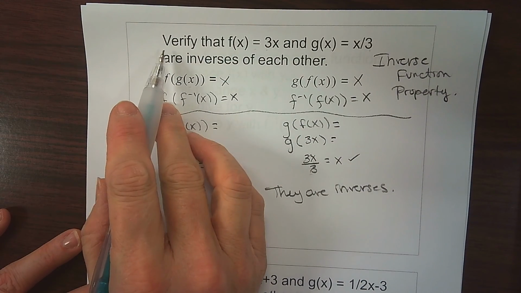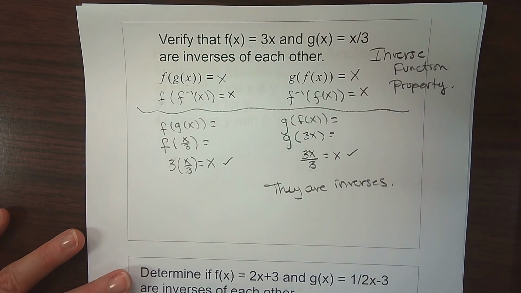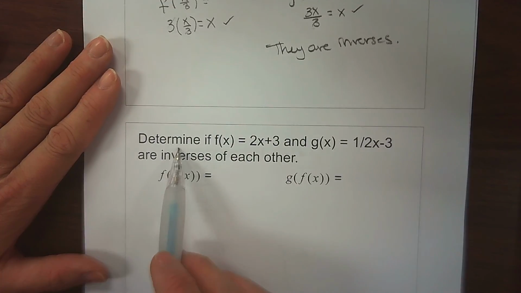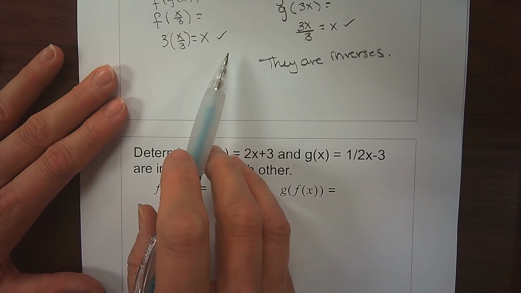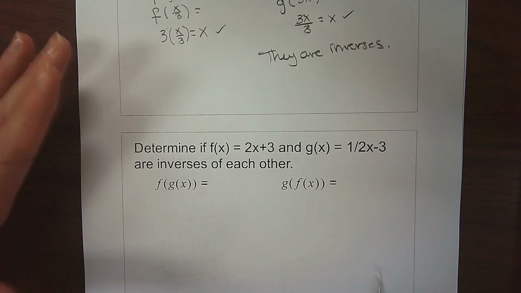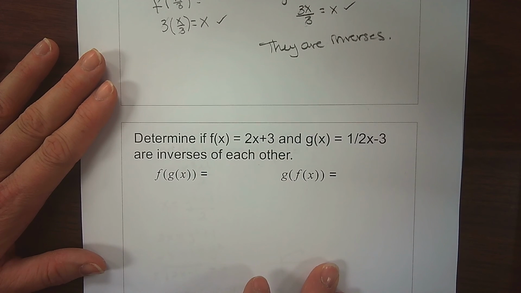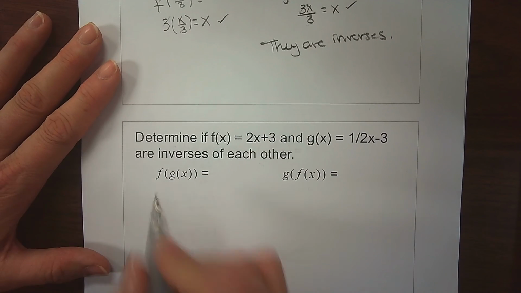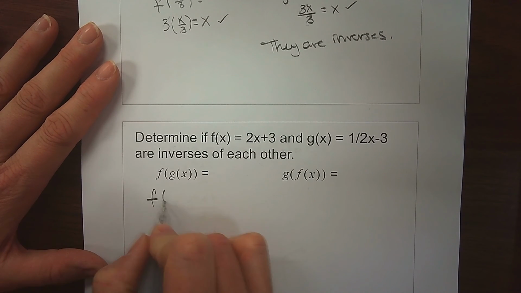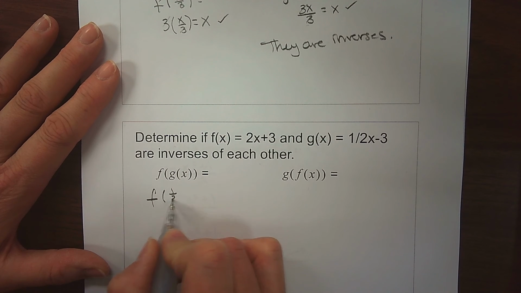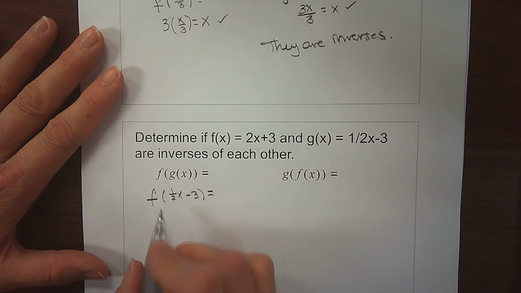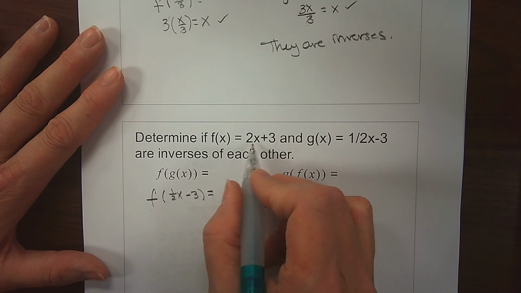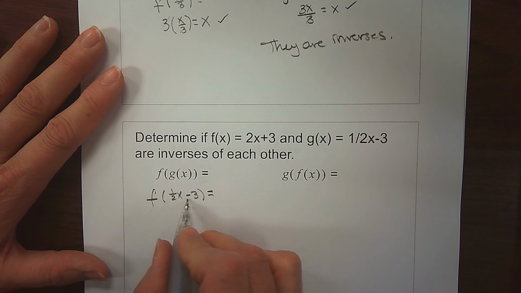Okay, this asked me to verify. So basically it was saying they are inverses, and I want you to show me that. But the problem could say determine if they're inverses of one another. So it could be that you don't get that they equal x each time, and you can say, no, these are not inverses of one another. Let's see what happens here. So I'm going to calculate f of g of x, where g of x is 1/2 x minus 3. Let's see what we get. In the f function, wherever I see an x, I'm putting this expression in its place.